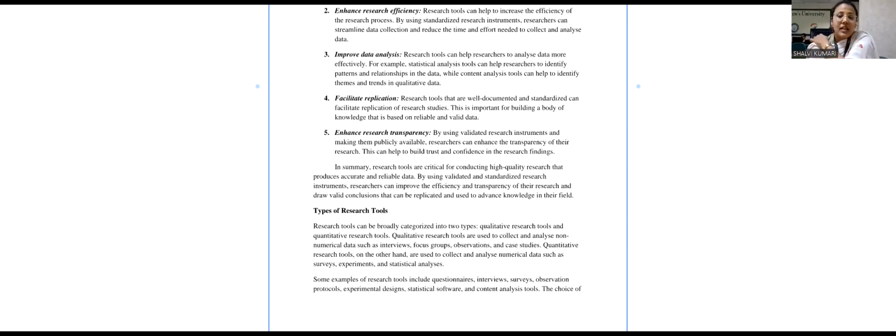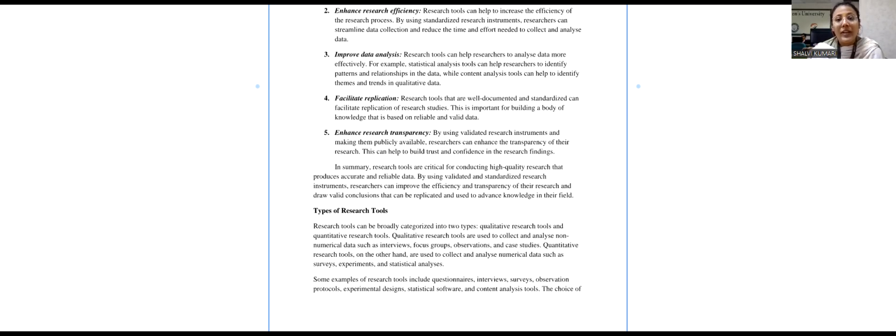Now we'll be talking about the types of research tools. Research tools can be broadly categorized into two types: qualitative research tools and quantitative research tools. Qualitative research tools are used to collect and analyze non-numerical data such as interviews, focus groups, observations, and case studies. Quantitative research tools, on the other hand, are used to collect and analyze numerical data such as surveys, experiments, and statistical analysis.